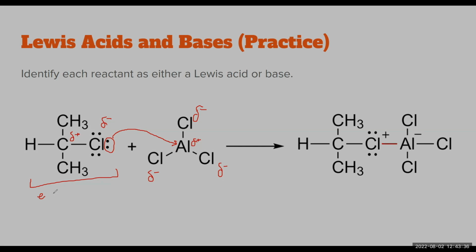So electron pair donor. This one is going to be the electron pair acceptor. In other words, the left molecule is going to be the nucleophile, and the aluminum trichloride, or aluminum chloride, is going to be functioning as the electrophile. So we could say that this left one is going to be the Lewis base, and this right one is going to be the Lewis acid. And there's not really a conjugate acid or conjugate base in this example.